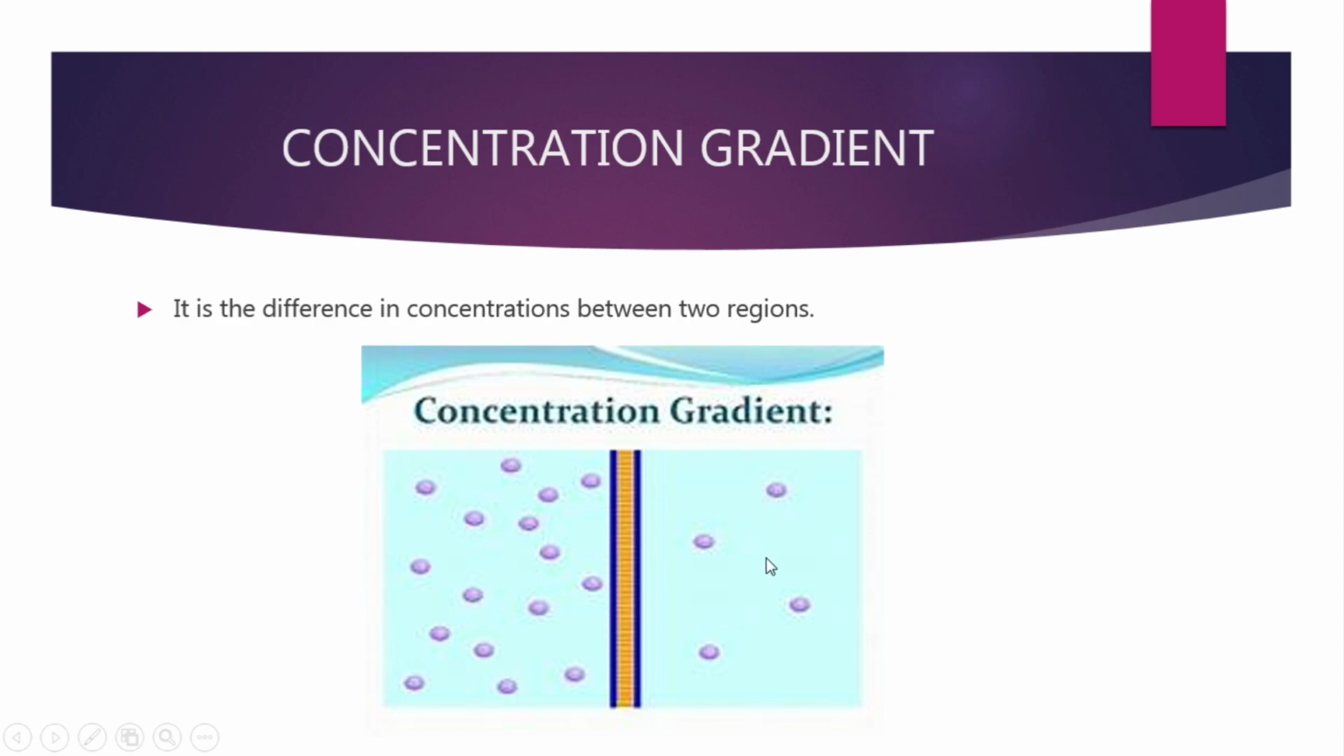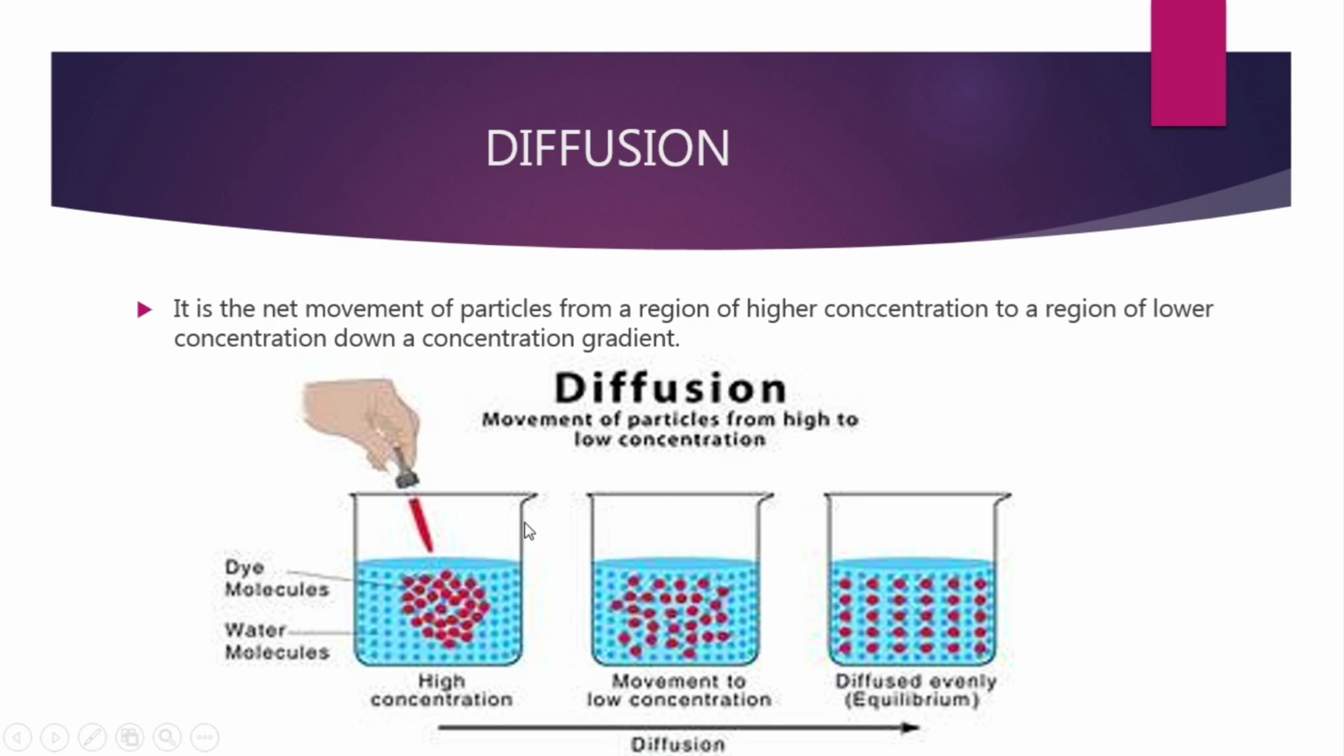So when the particles move towards the right side, they will move down a concentration gradient. The rule of concentration gradient is that the particles of higher concentration will move to the region of lower concentration. So if the movement of particles obeys the rule of concentration gradient, it means that it moves down the concentration gradient. So the definition of diffusion would be: it is the net movement of particles from a region of higher concentration to a region of lower concentration down a concentration gradient.